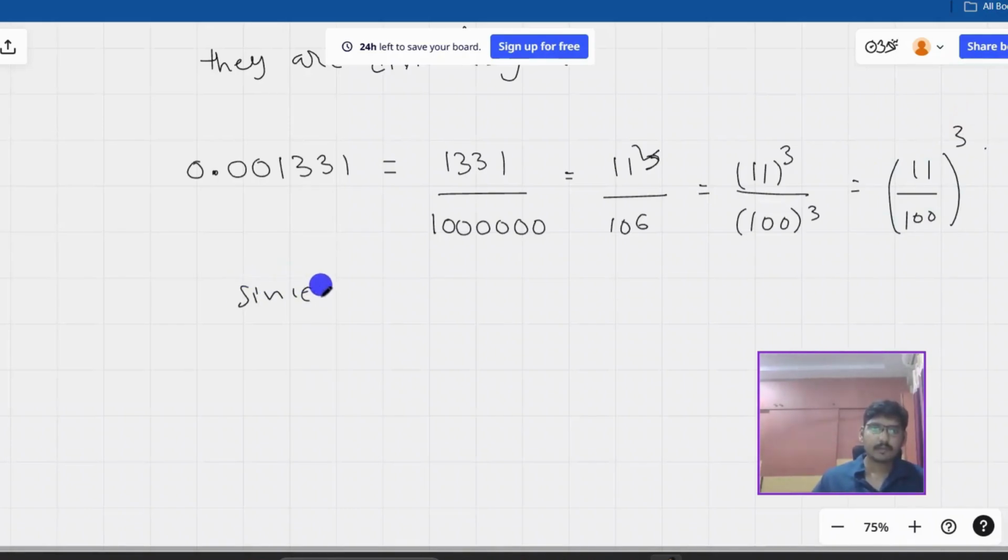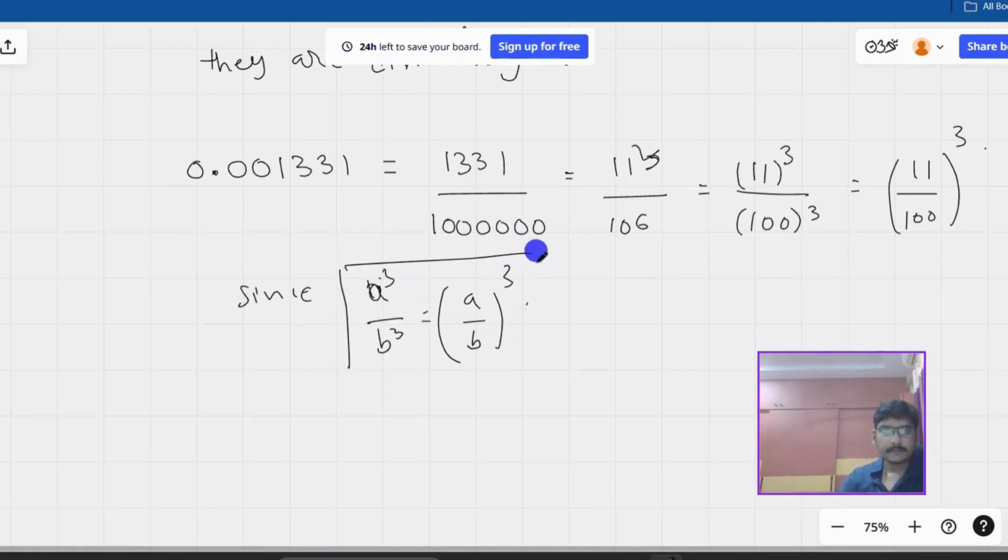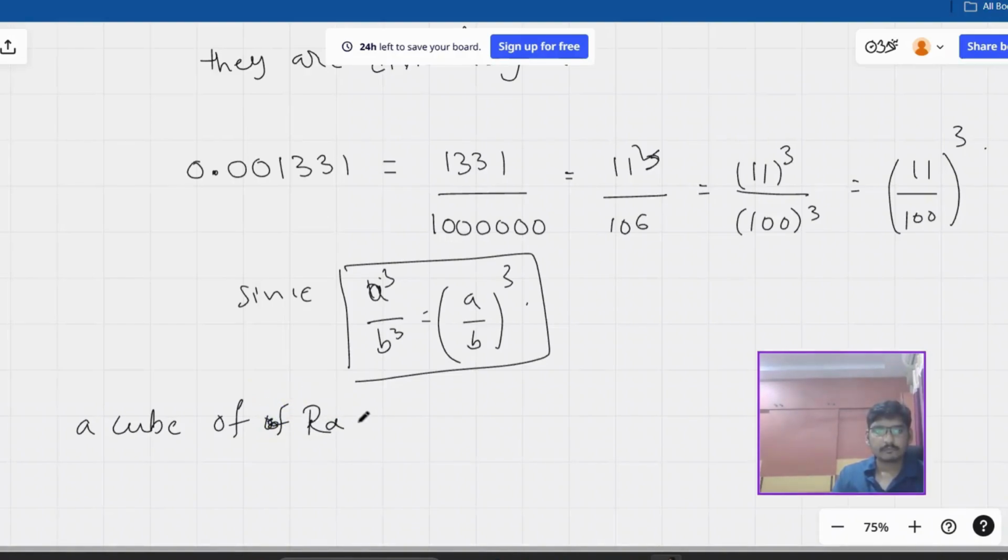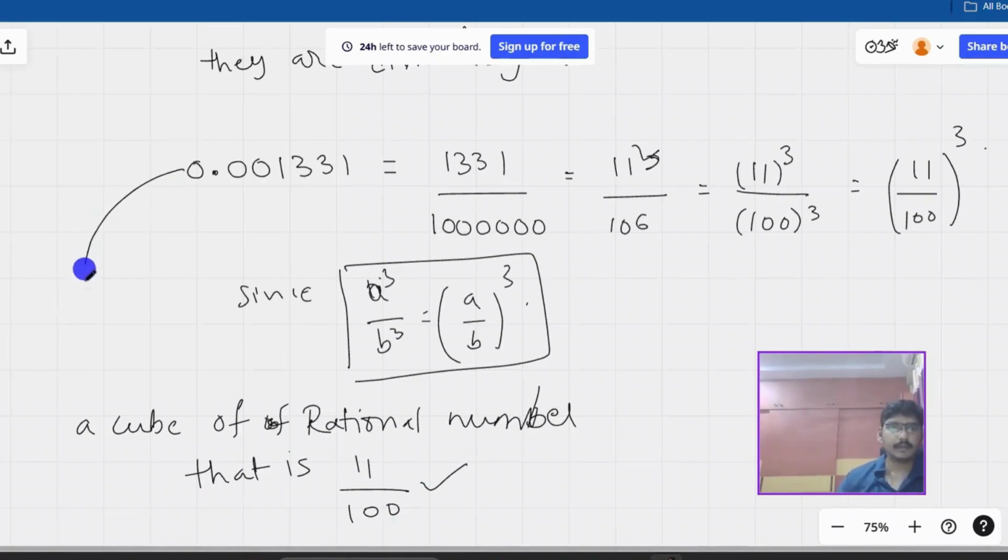Since a cube by b cube equal to a by b whole cube, right? This makes this possible. Thus, the given number is a cube of a rational number, that is 11 by 100, and that means this is a cube of rational numbers, that is 11 by 100.